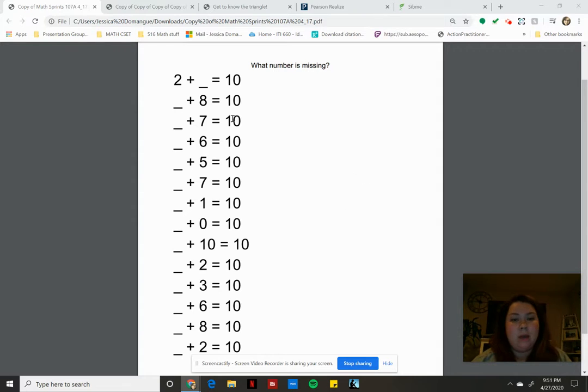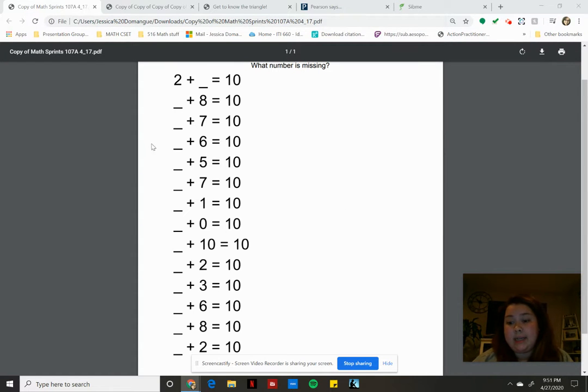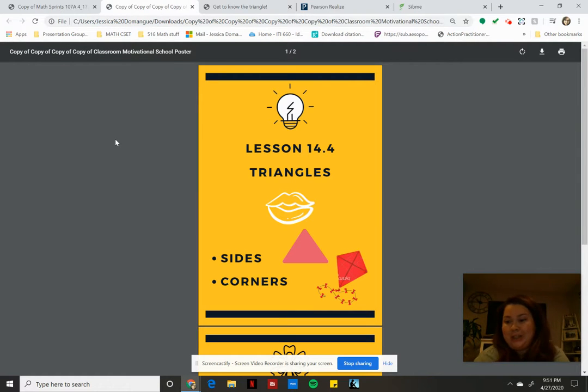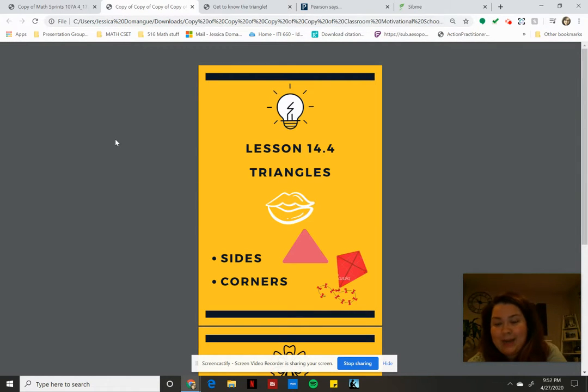Perfect. Okay, thanks for getting that done, scholars. So your job is now to learn a little bit about triangles. And Mrs. D wants to show you our lesson. So you can see that our lesson is number 14.4, and it's about triangles. And we are going to look at that part with the picture of the lips, and that's going to tell us our academic words.